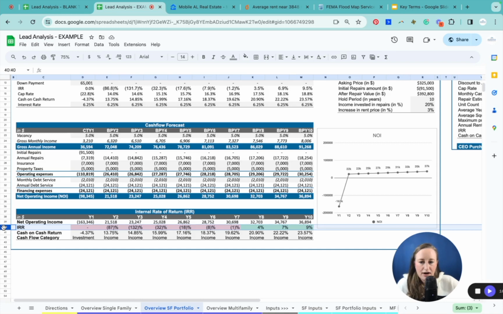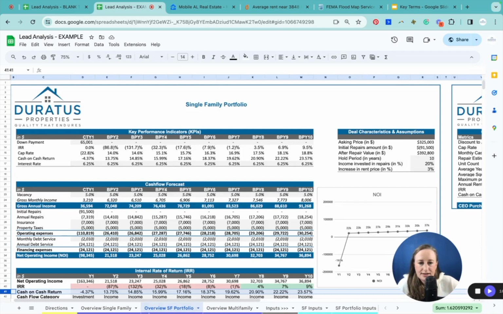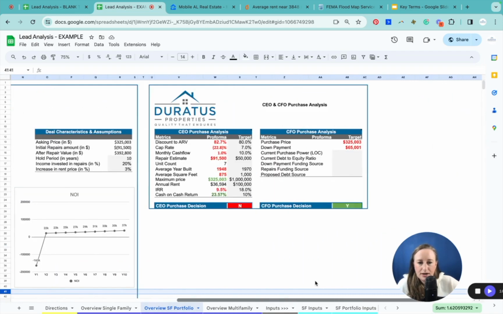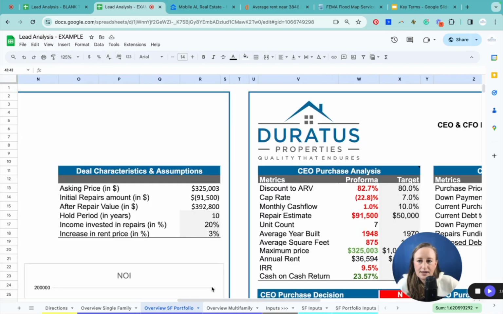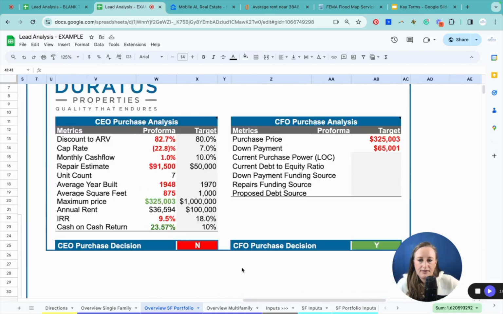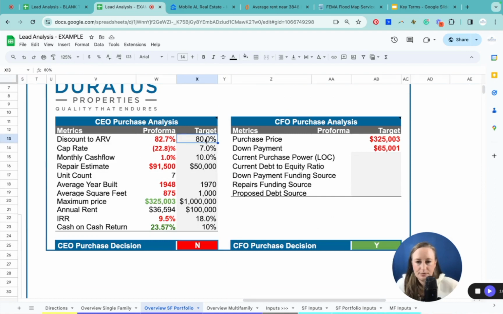IRR does not look good until years 9 and 10. Cash on cash return is actually not too bad after year 2. And yep, that's all the basic information. So then I'm going to go over here to our decision matrix and evaluate. Okay. Am I getting a good enough discount on this property?